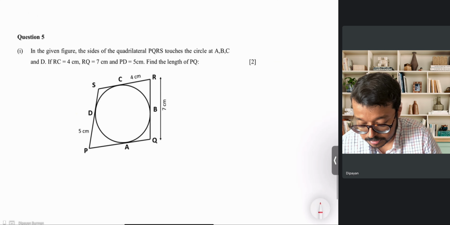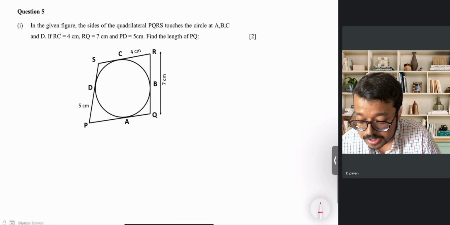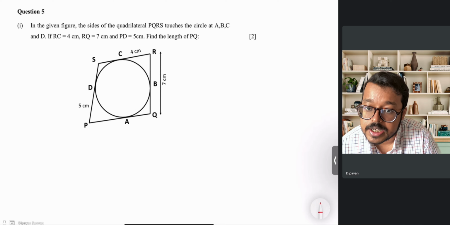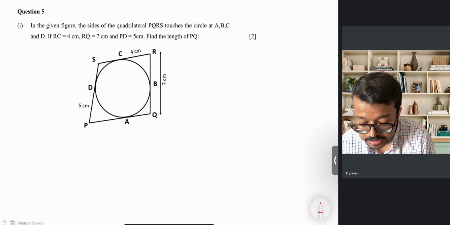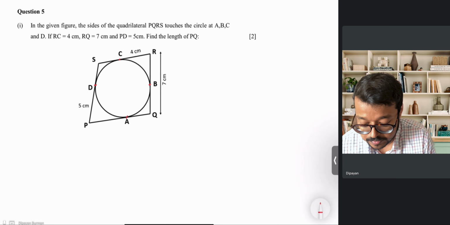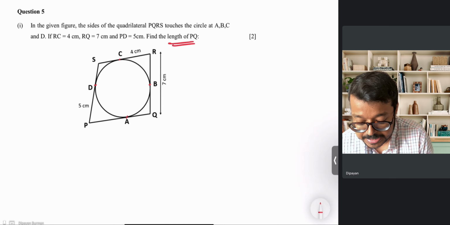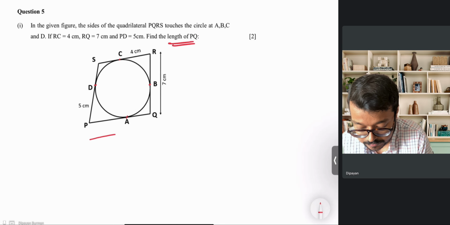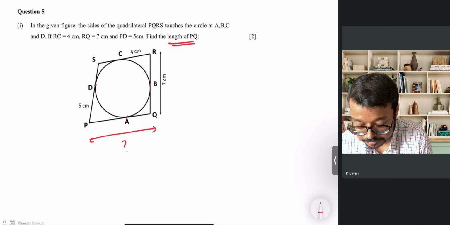Moving ahead, the last question. In this figure, the quadrilateral PQRS is given, and the sides of the quadrilateral are touching the circle at points A, B, C, and D. Then some lengths are given. We need to find the length of PQ.